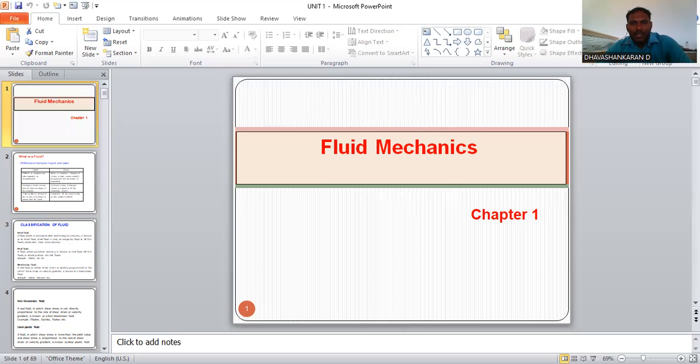So it's commonly the specific volume applied to gases. The next one is specific gravity. We already saw the density of a fluid or liquid in the previous slide. In the same way, specific gravity is given as the weight density of the liquid divided by the weight density of the standard fluid.